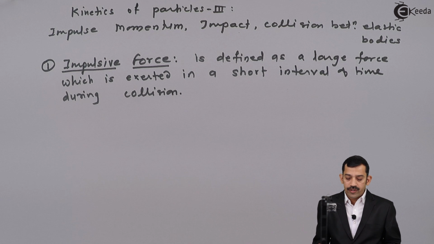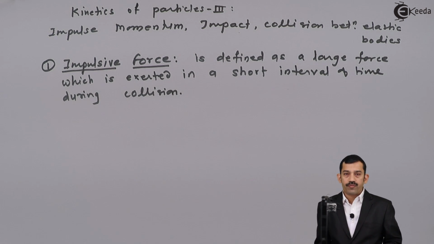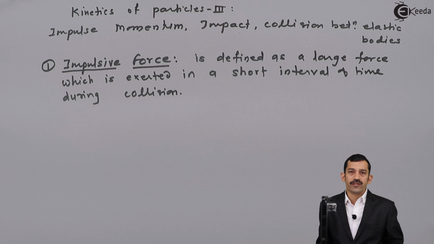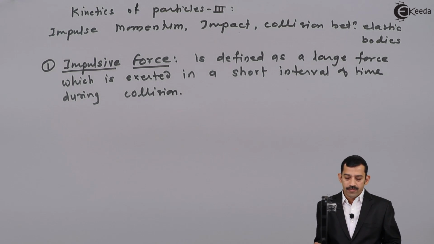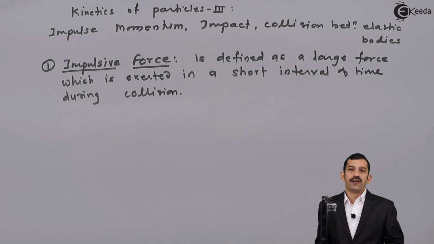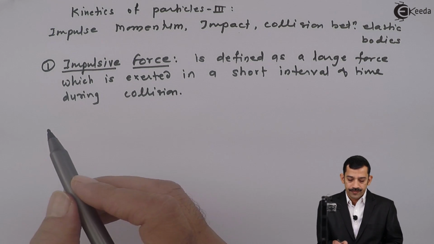During collision, when such a large amount of force is developed in a short interval of time, then that type of collision is called an impact. That means impact is a particular type of collision in which bodies collide with each other in a short interval of time when a large force is exerted. So these forces develop during collision, that is, during impact. The impulsive force is a large amount of force which is developed in a short interval of time during collision.